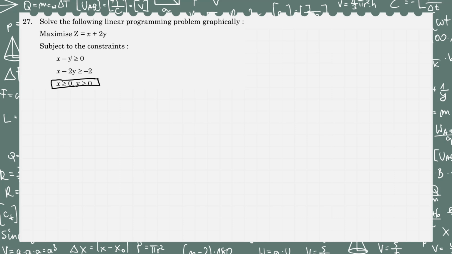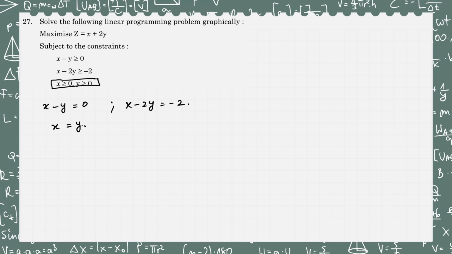Right? Now we need to draw two lines here. What are they? x minus y equal to 0 and x minus 2y equal to minus 2. You guys know how to draw the lines, right? You have to have at least 2 points on the line, then we can plot those lines. So to know the 2 points, we can take x equal to 0 and y equal to 0. For the first line, x equal to y.